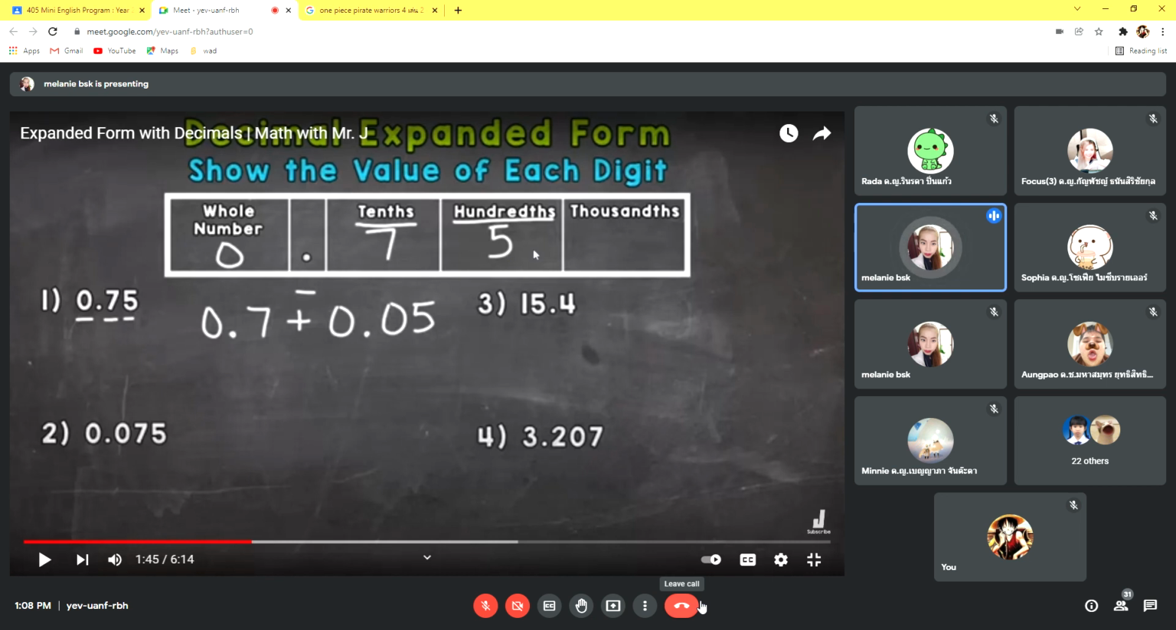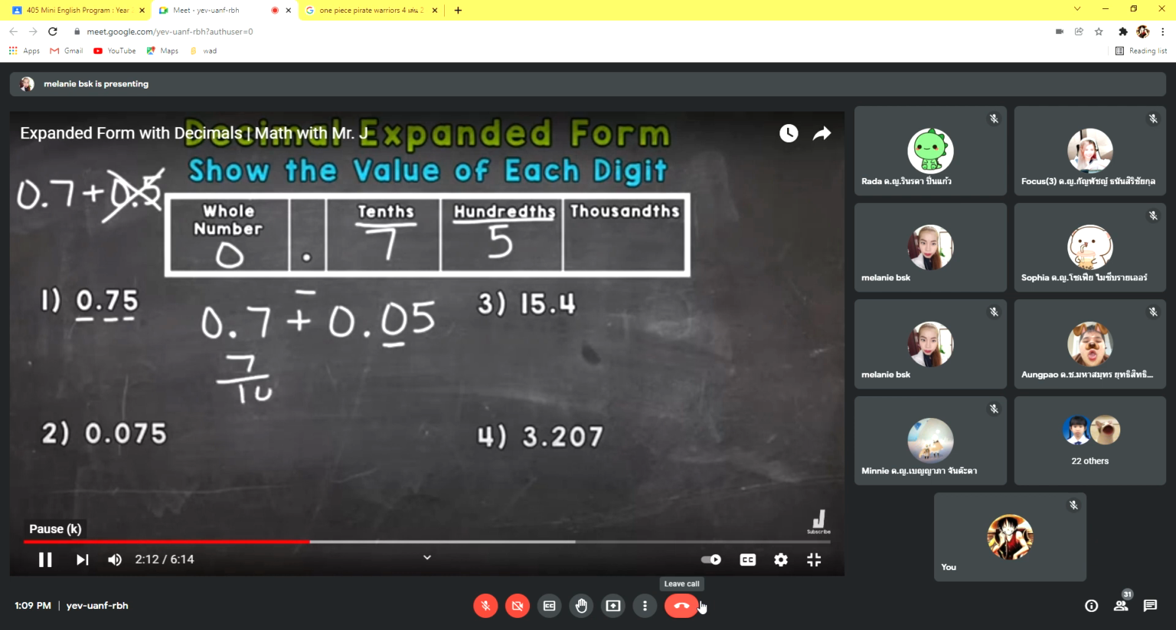Now we're going to move on with number 1 in expanded form using decimals. A common mistake would be to write 7 tenths plus 5 tenths. But no, you can't have 2 digits sitting in the same place. That 5 is in the hundredths place. So we need this placeholder 0 to push that 5 over to the hundredths. Now, as far as fractions go, we would write 7 tenths plus 5 hundredths.